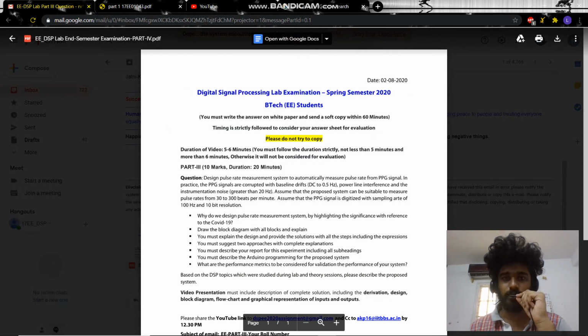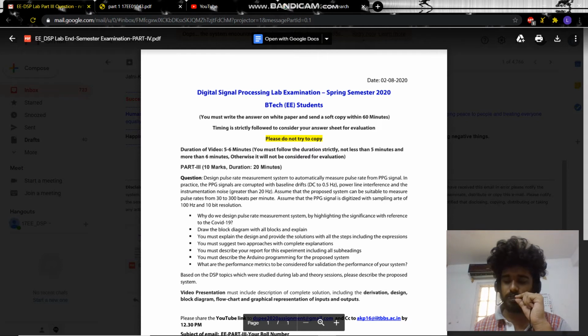Hello everyone, my name is Rishikesh, and today as part of a lab exam, we have been given a task to find the pulse rate from a PPG signal. The PPG signal contains a few corrupted signals, baseline drifts, power line interference and instrumentation noise. So from this noise-filled PPG signal, we need to find out the pulse rate.